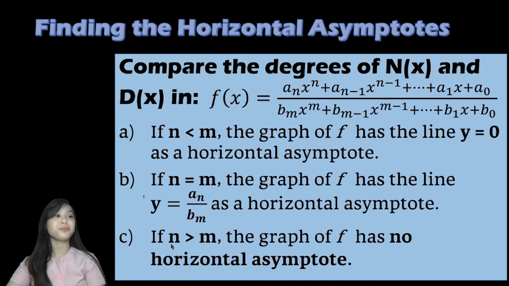And last, if n is greater than m, meaning you have a higher degree in the numerator than in the denominator, the graph of this function has no horizontal asymptote. Again, if the degree of your numerator is greater than the degree of your denominator, the graph has no horizontal asymptote.